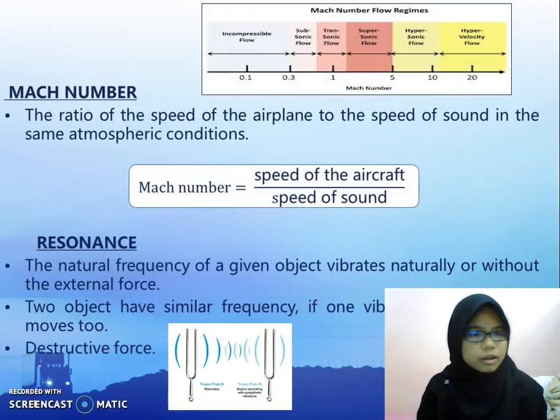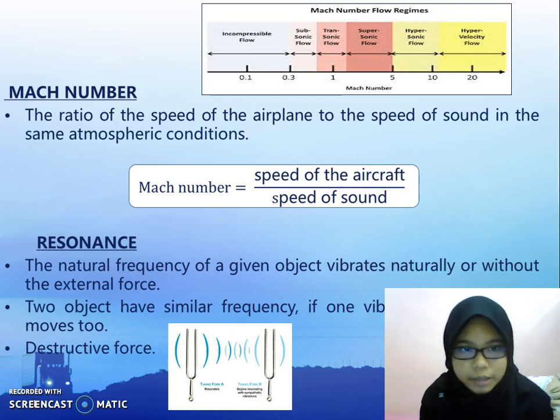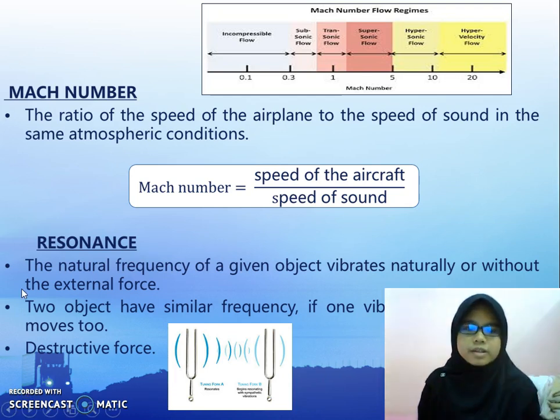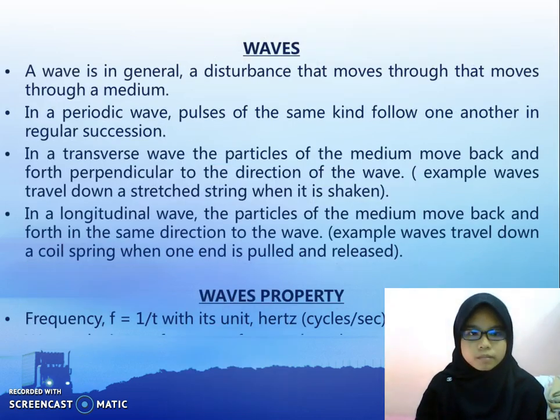Mach number. The ratio of the speed of the airplane to the speed of sound in the same atmospheric condition. Mach number equals the speed of the aircraft over the speed of sound. Next is resonance. Resonance is when an object vibrates at its natural frequency without an external force.